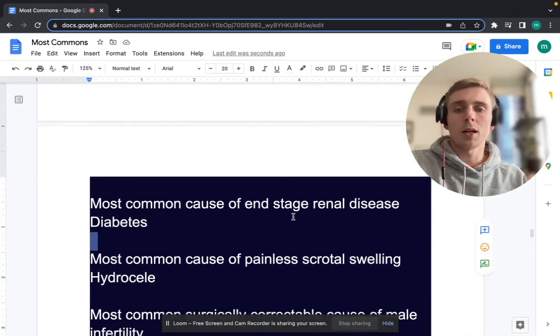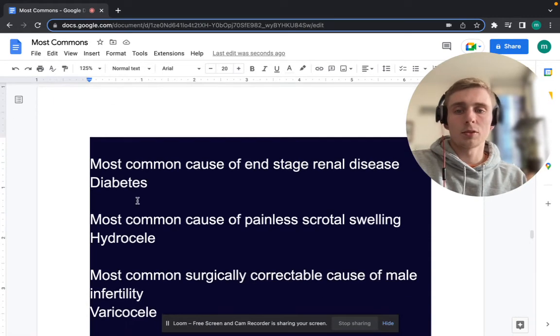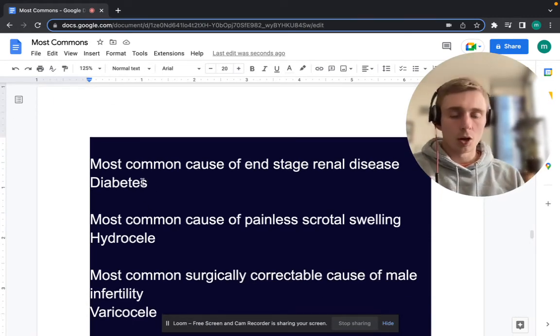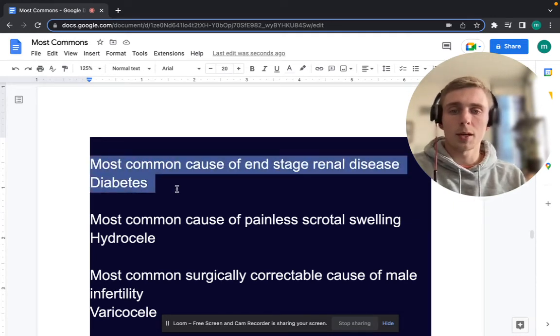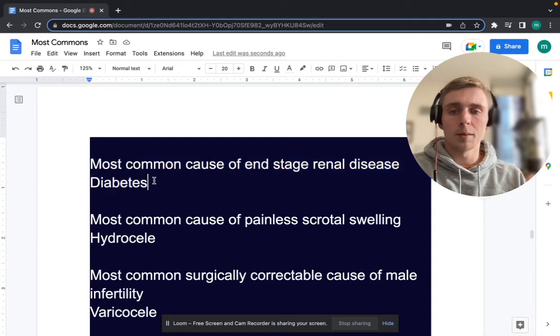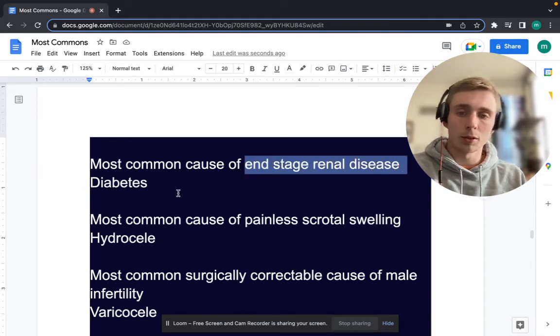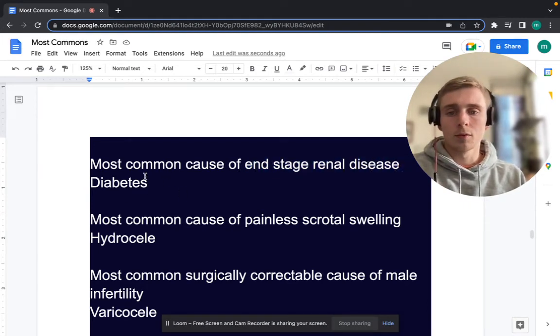So how about the most common cause of end-stage renal disease? That's going to be diabetes. Diabetes is the most common cause of end-stage renal disease over hypertension, although I'm sure hypertension is probably second most common as well. And what drug should we give to a diabetic to prevent end-stage renal disease or slow their progression towards it? We can give them an ACE inhibitor or an ARB first line.